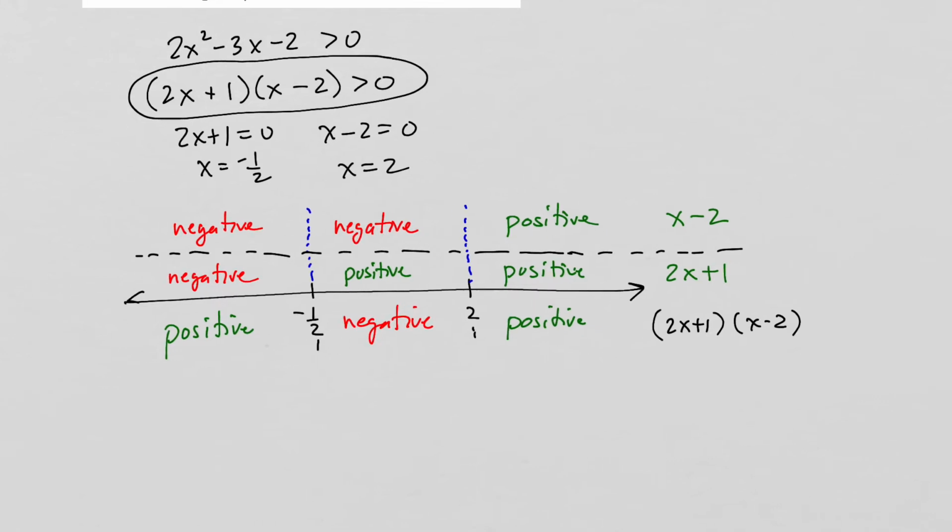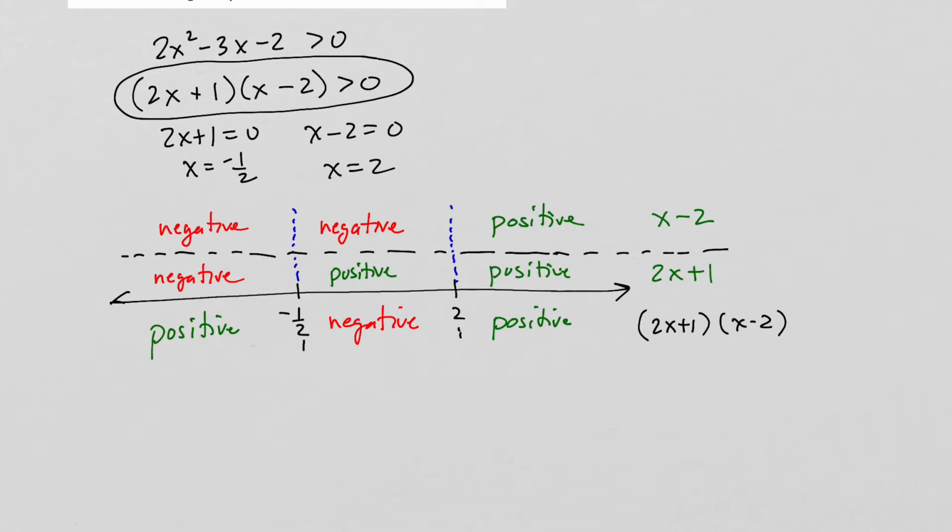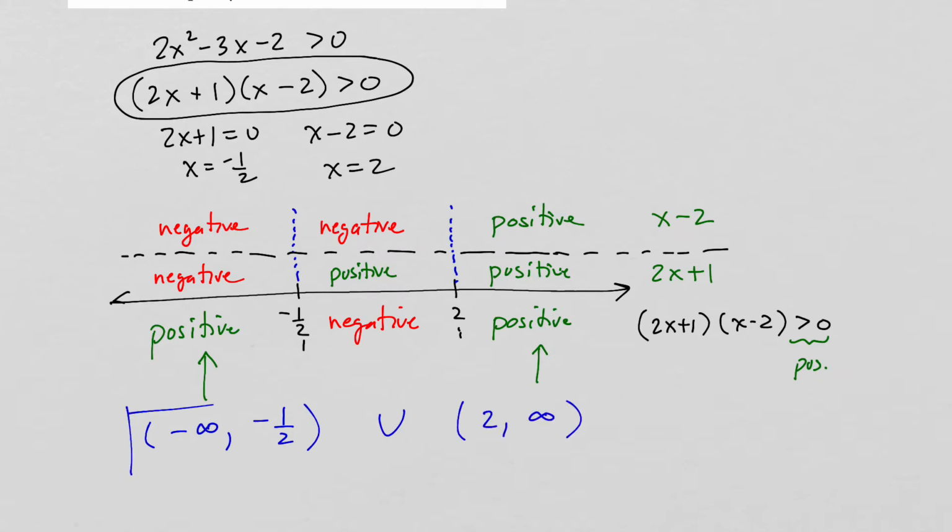Now, we want to know, when is 2x plus 1 times x minus 2 greater than 0? And remember, greater than 0 means positive. So it is going to be positive here and here. And those values of x are all the values from -infinity up to -1/2, union all the values from 2 to infinity. So this is another way to approach the problem. Some students prefer this over the test point method.